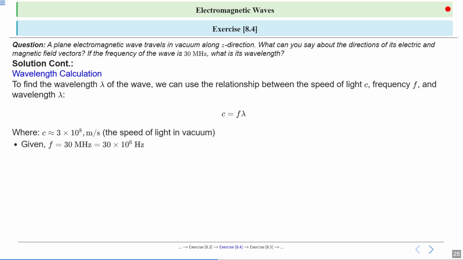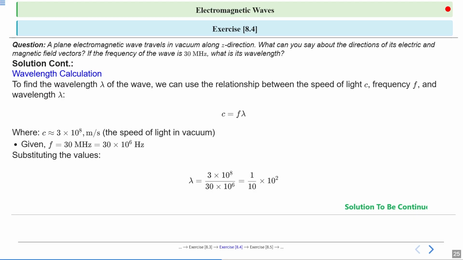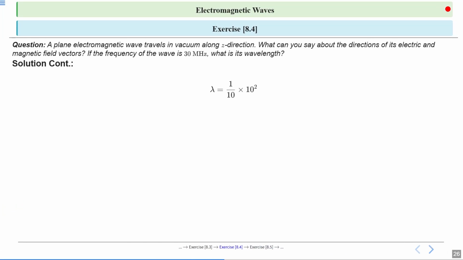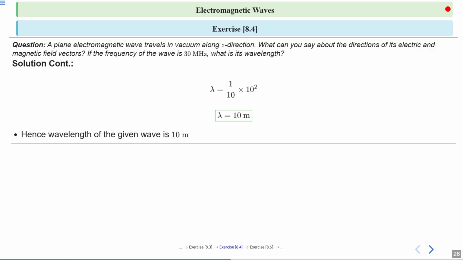So what is given? Nu, or we can say f, is given as 30 megahertz, that is 30 into 10 to the power 6 hertz. c we know. What is c? Speed of light in vacuum, that is equal to 3 into 10 to the power 8 meter per second. Now put the value of c and f in the expression and find lambda. Substituting the values, lambda is equal to 3 into 10 to the power 8 upon 30 into 10 to the power 6, which is equal to 1 upon 10 into 10 to the power 2. So lambda is equal to 10 meters. Hence the wavelength of the given wave is 10 meters.